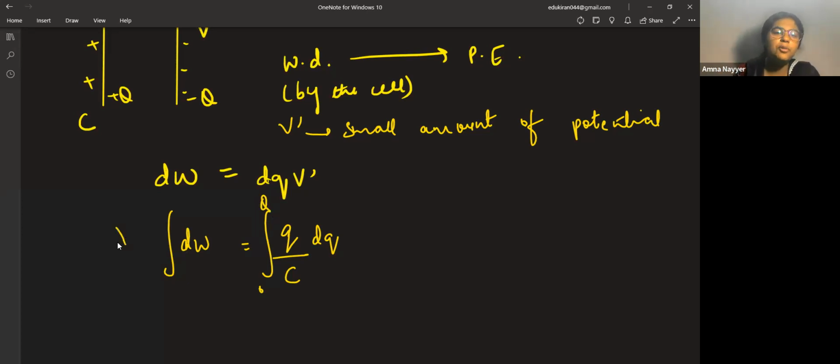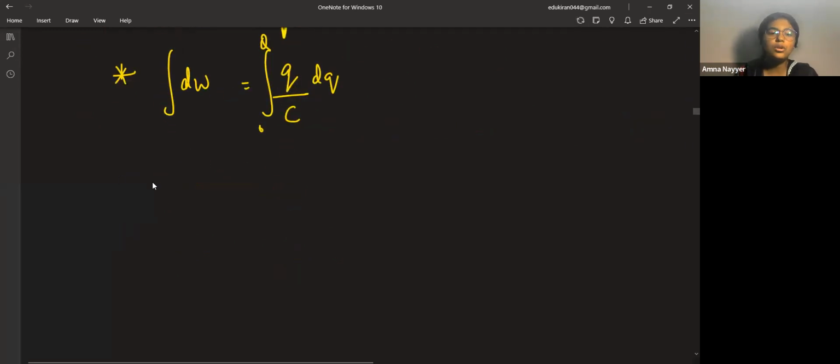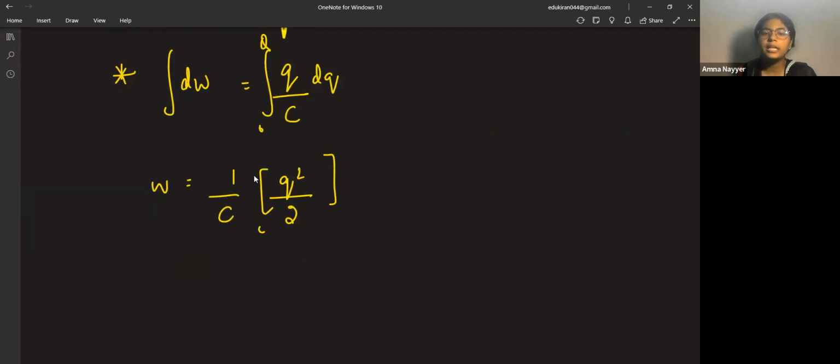This is the important step which you have to remember now, nothing else. This is just physics. All your physics is being applied over here. You just have to now rush up with the calculations. Q dQ over C. C is the constant. Capacitance is the constant. So work done will be equal to 1 by C, which is the constant, times Q square by 2, integral from 0 to Q.